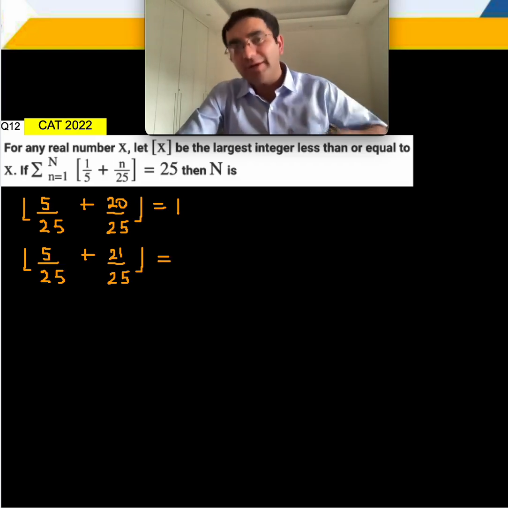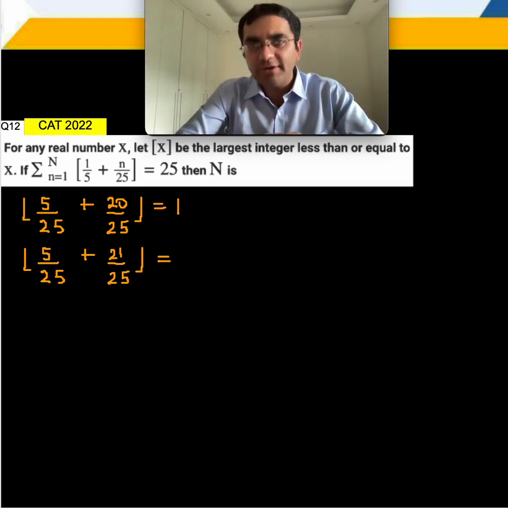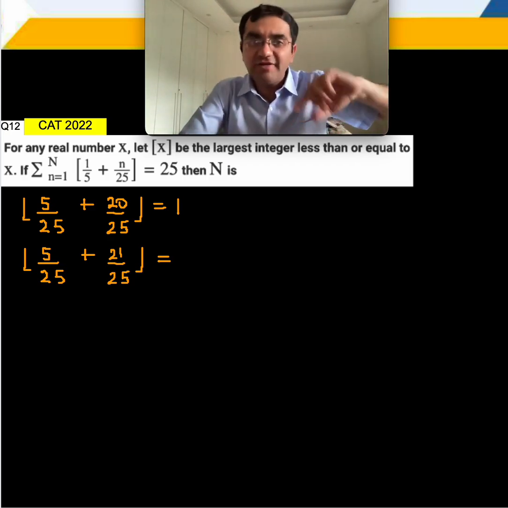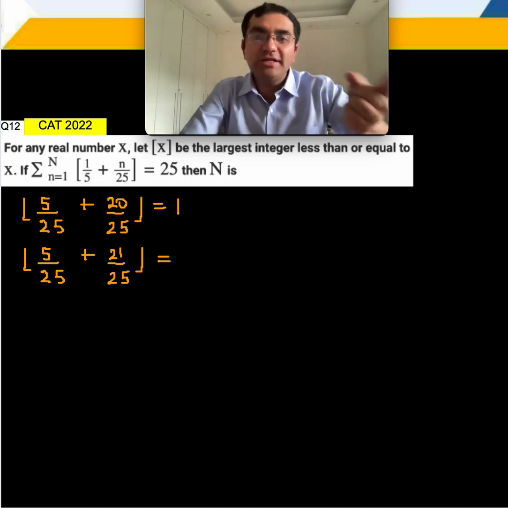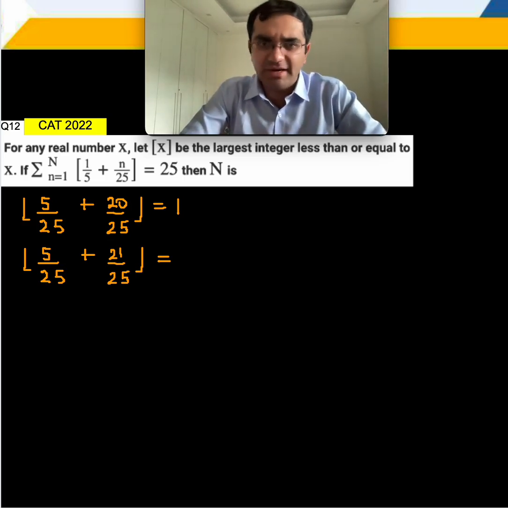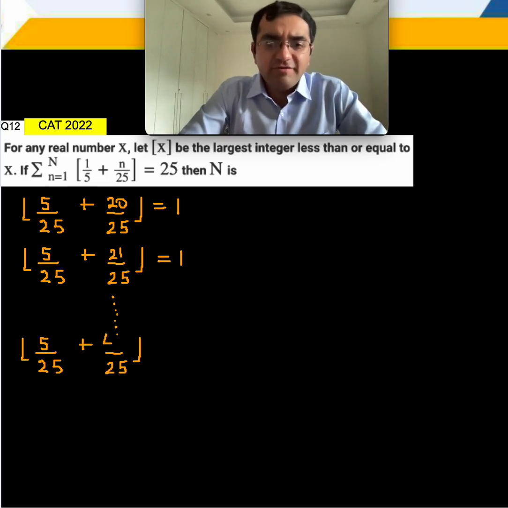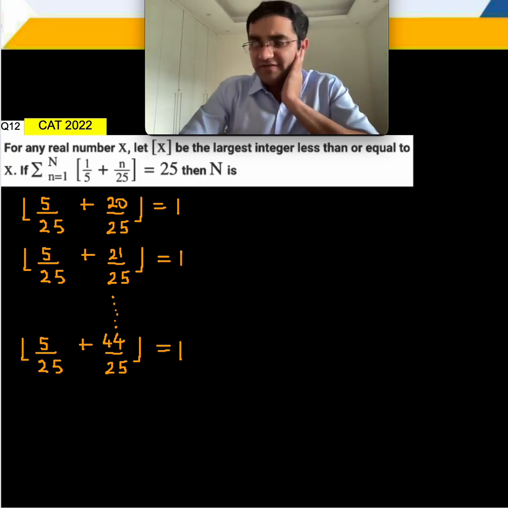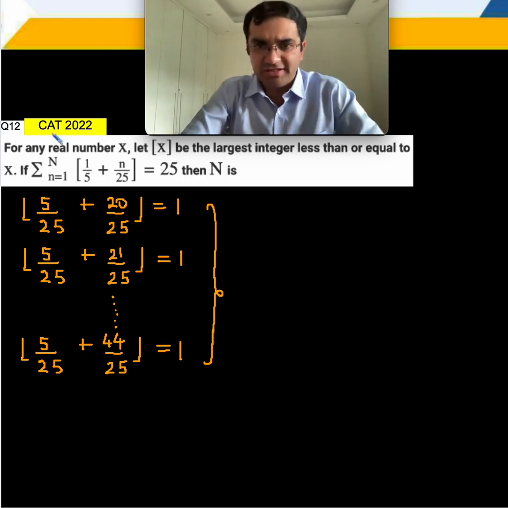27/25 is 1. 28/25 का nearest integer is 1. 29/25, 30/25 and so on up till 50/25 will be 2. ठीक है? 50/25 will be 2. That means 49/25 तक you will keep getting 1. Dot dot dot. 49 कब आएगा? 5 plus 44. So 49/25 तक आपका you will get a 1. That means for all of these values आपका 1 आते जाएगा.